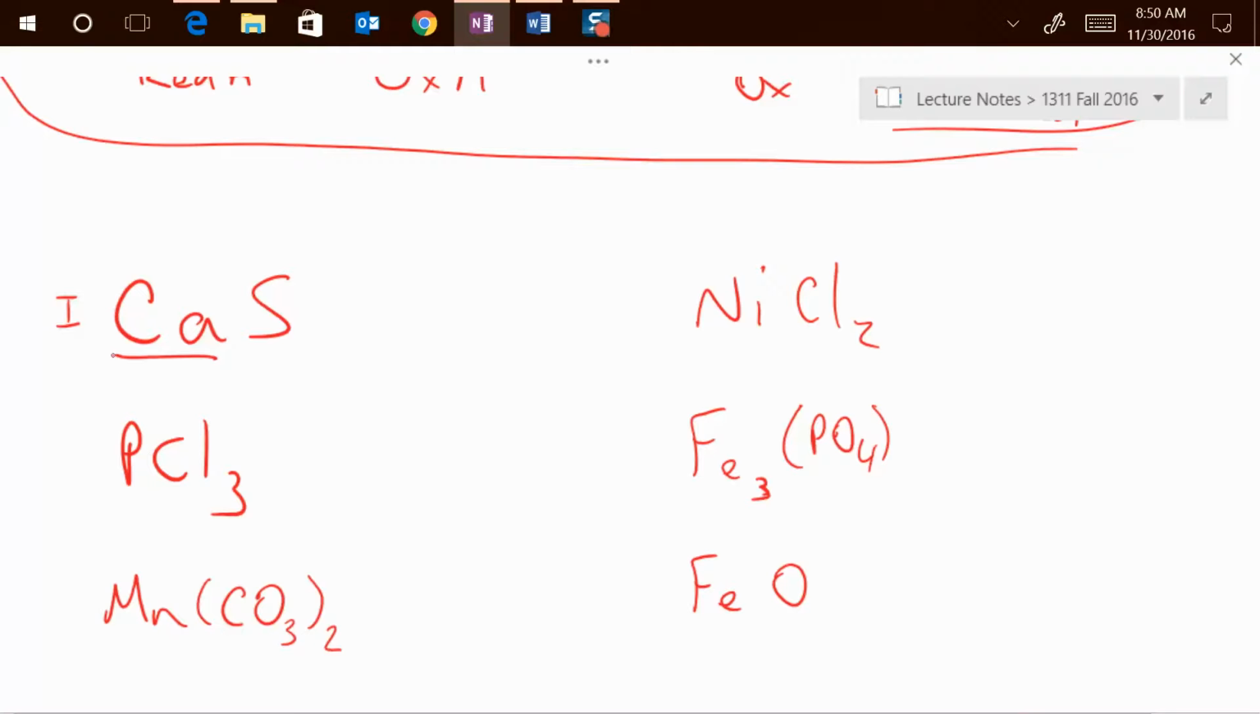When do I use prefixes? When it's covalent, only. Okay? I only use prefixes when it's covalent because ionic compounds, you don't have to use prefixes. You can always determine the formula from the charges of the elements in the compound. Okay? So, there's no need to tell me the prefixes. Okay, so we have calcium sulfide.